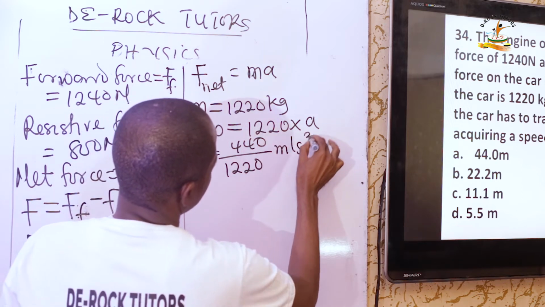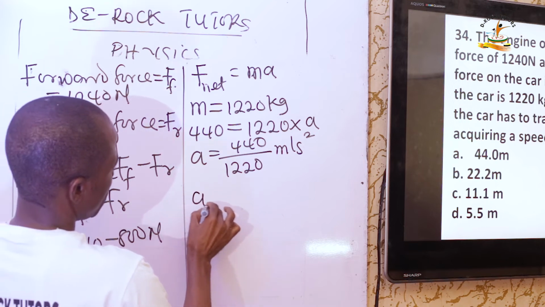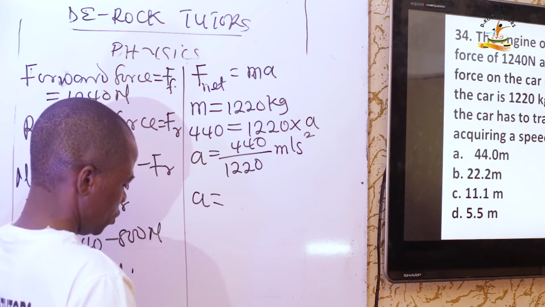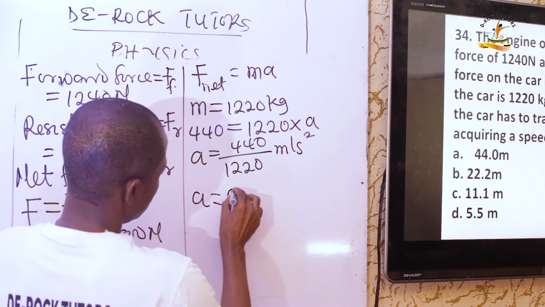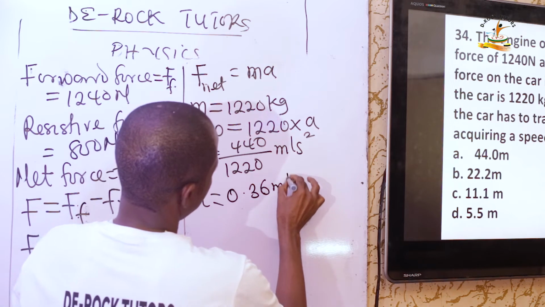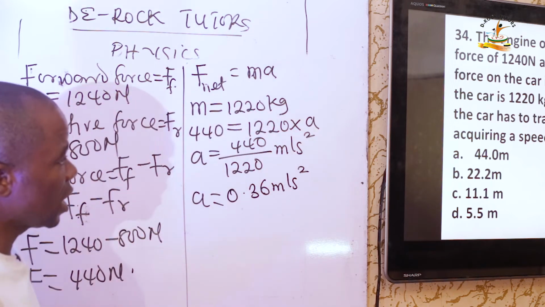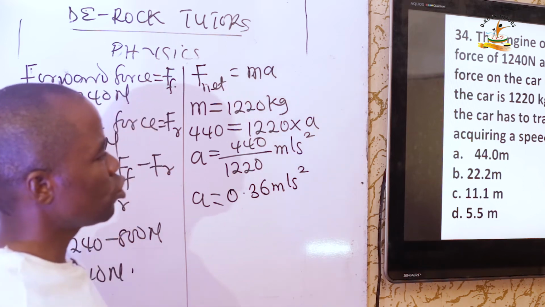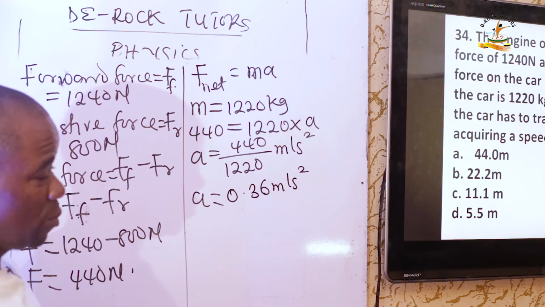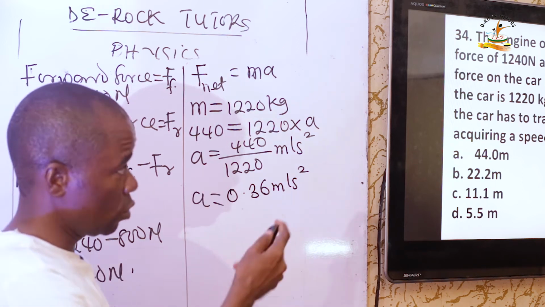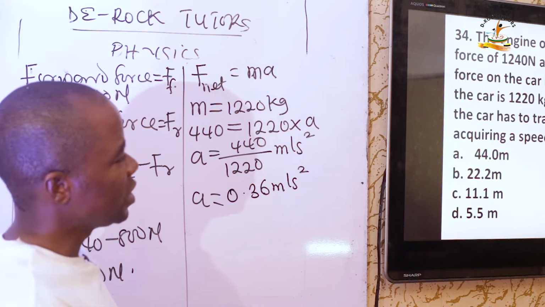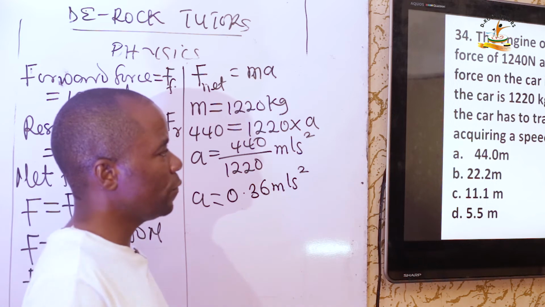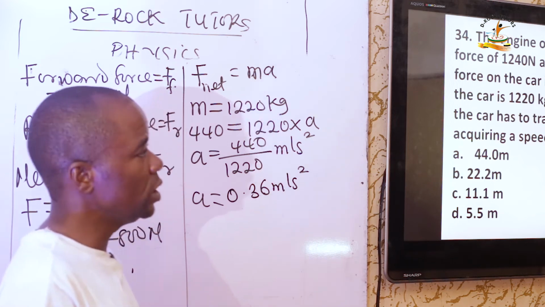And the unit of acceleration, don't forget, is meter per second squared. So our a now, if we divide by 1,220, gives us 0.36 meter per second squared. Now this is our acceleration. But remember, we are asked to determine the distance the car has to travel from rest. If the car is traveling from rest, it means the initial velocity u is equal to 0, before acquiring a speed of 4 meters per second. This 4 meters per second is the final speed, which is v.